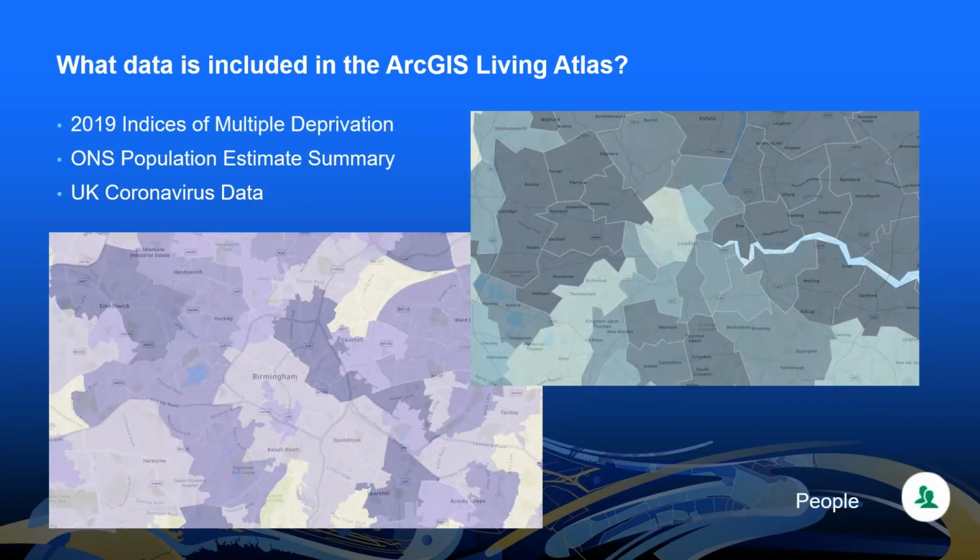A lot of GIS analysis aims to understand people, demographics, and behaviour to make well-informed decisions. Within the people category in the ArcGIS Living Atlas, there is a really diverse range of data available to help understand people and populations. For the UK, this includes the 2019 indices of multiple deprivation, ONS population estimate summaries, and UK coronavirus data hosted by Esri UK.